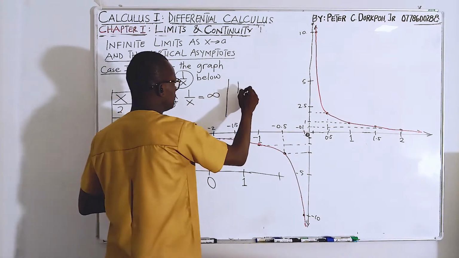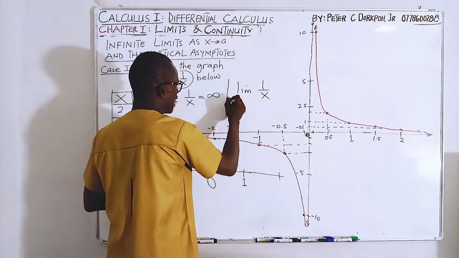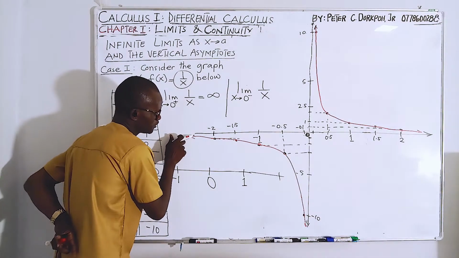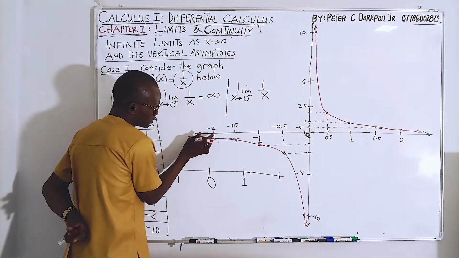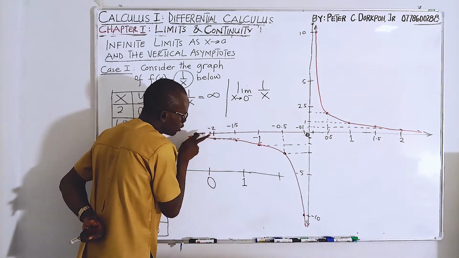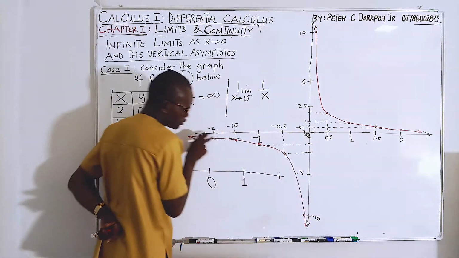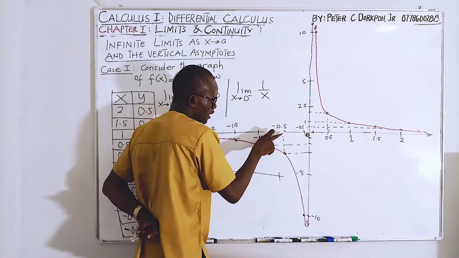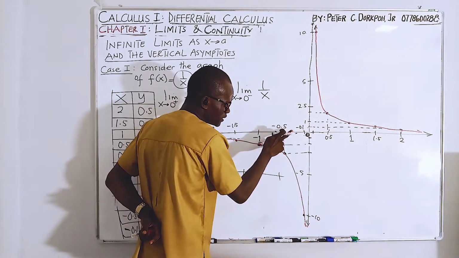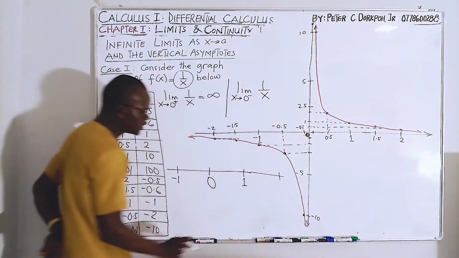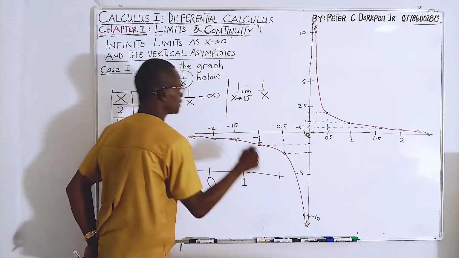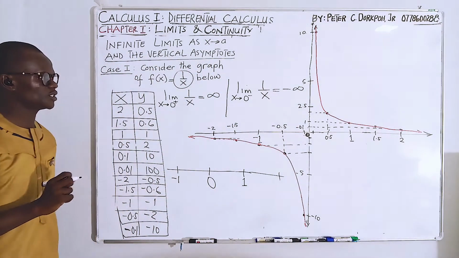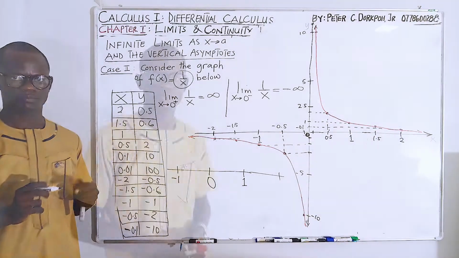Also, consider the limit of the function 1 over x as x takes on some numbers from the left of zero. As x is taking on numbers like -2, -1.5, -1, -0.5, -0.1, -0.001 and going towards 0, what happens? You find out that the function is decreasing. It is going downward. That is, this whole thing is approaching negative infinity. So this is the interpretation of this graph.